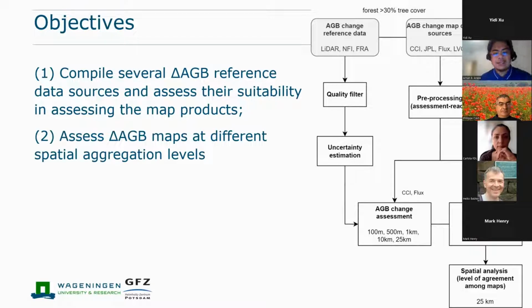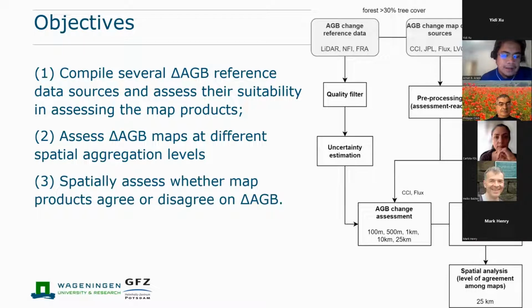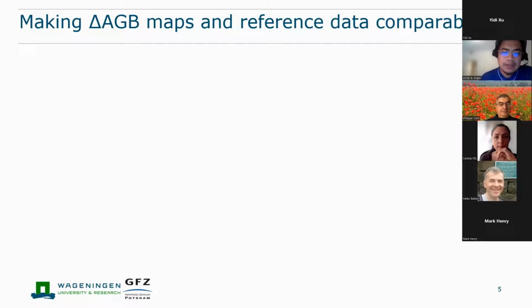And of course, as I said, the maps come from different resolutions, and map users also have quite some requirements regarding spatial resolution. So we try to do the assessments at different aggregation levels. And we try to assess how these maps compare to each other, whether they agree or disagree on loss, gain, or no change pixels. Of course, we're particularly interested in the past decade's net biomass change, which is 2019.